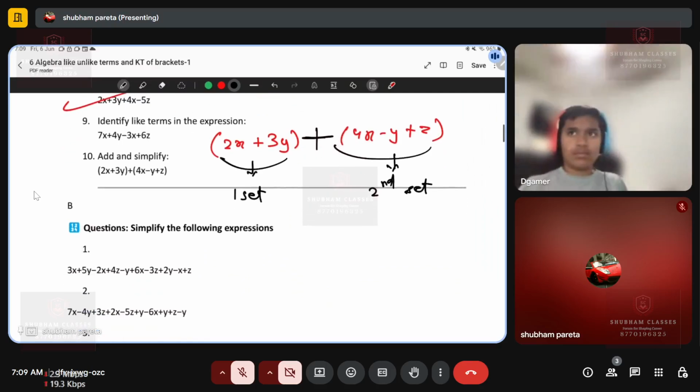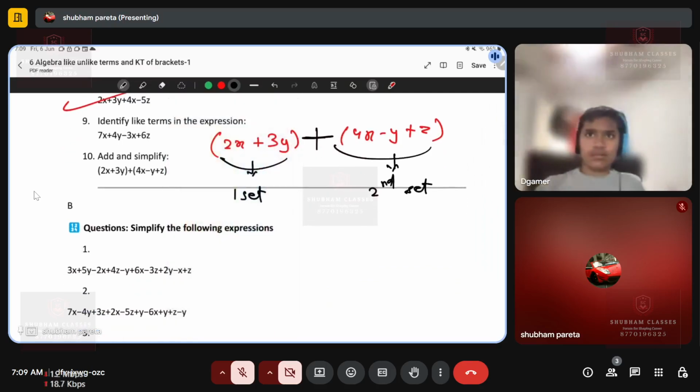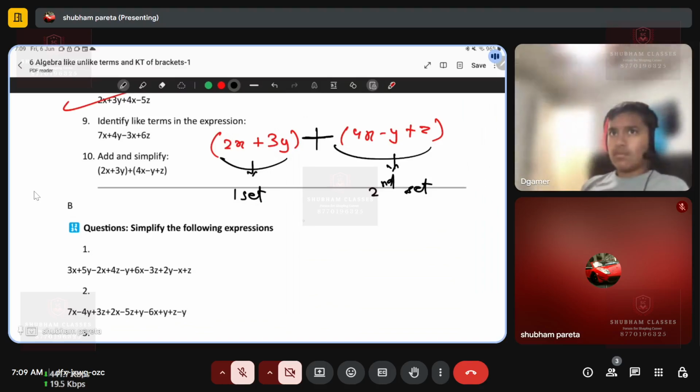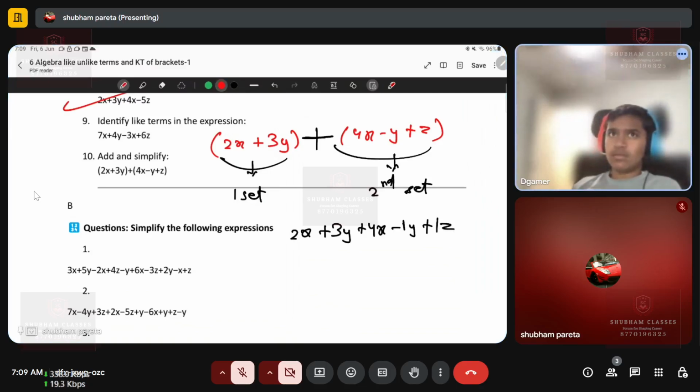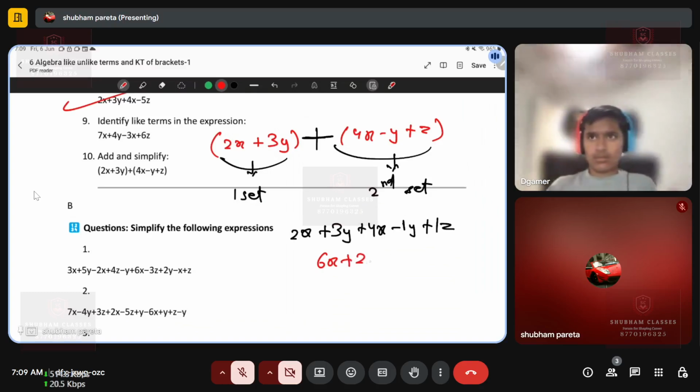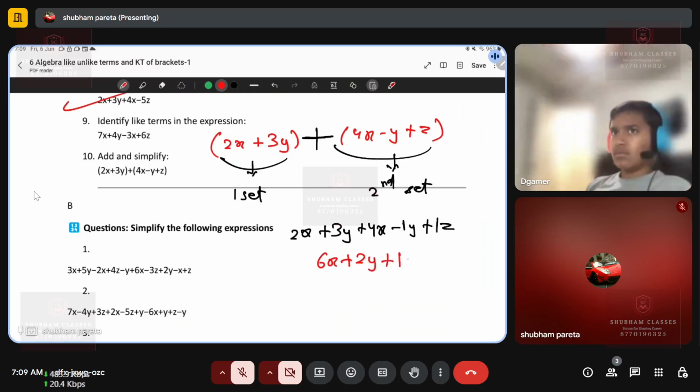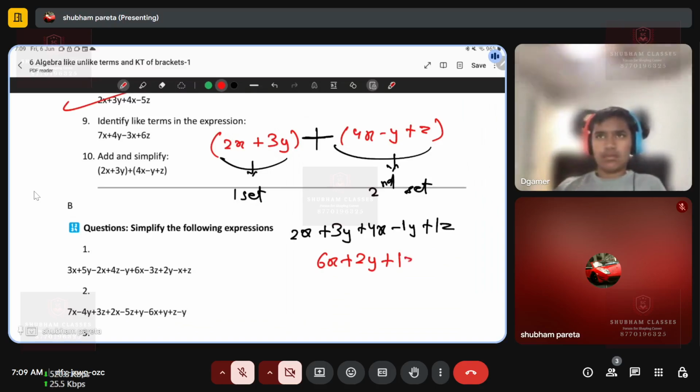Now when you are adding both of them, what is the final thing that you are getting in such a case? This is the simple question in which you just need to do 2x plus 3y plus 4x minus 1y plus 1z, isn't it? So what do we have? 2x and 4x will make 6x. 3y minus y becomes 2y, and there is no like term for z, so z will remain alone, like 1z only. So this is the final answer.